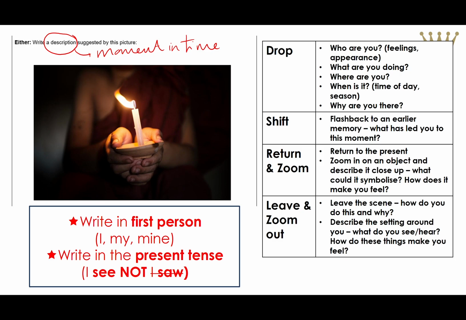Now it is really important, let's have a look at this box at the bottom, that for this description the easiest way to get marks is to write in first person so that you can really show emotions and perspective, and to write in the present tense, and we'll see why that's important in a moment.